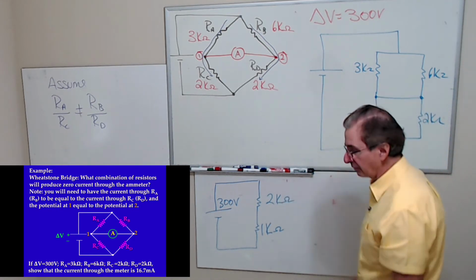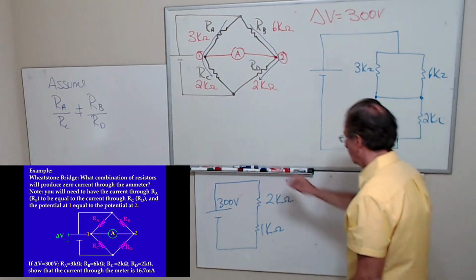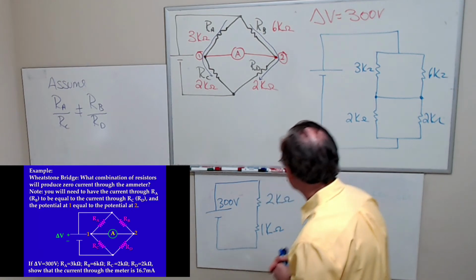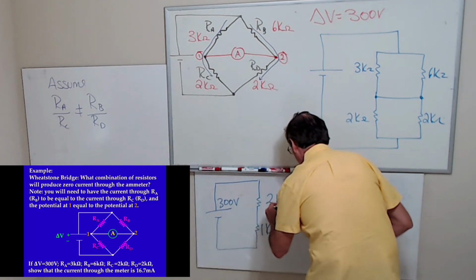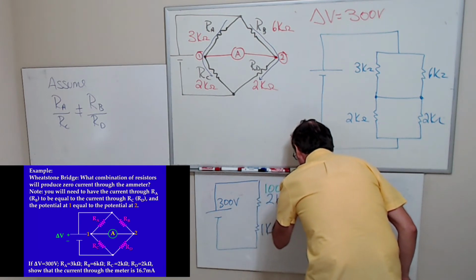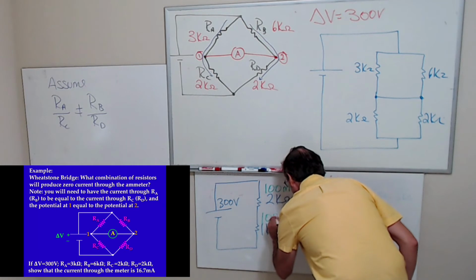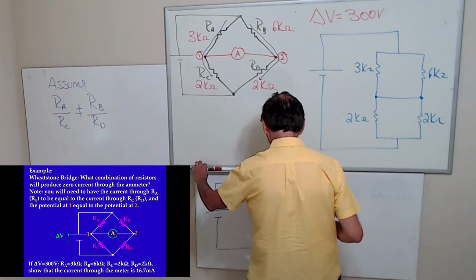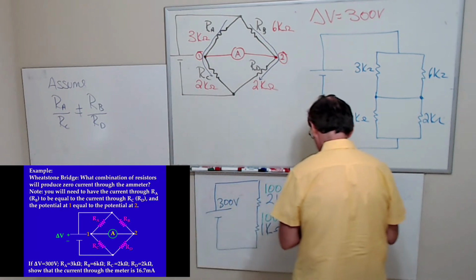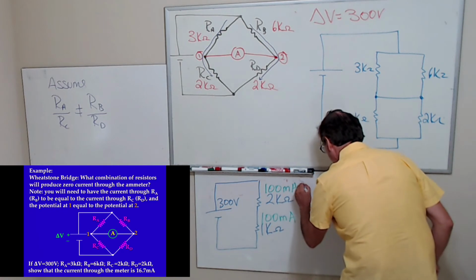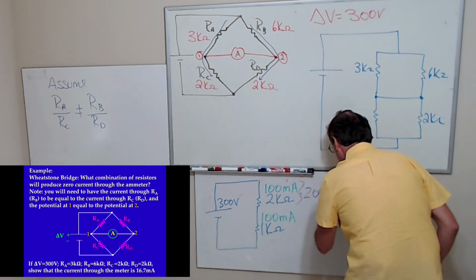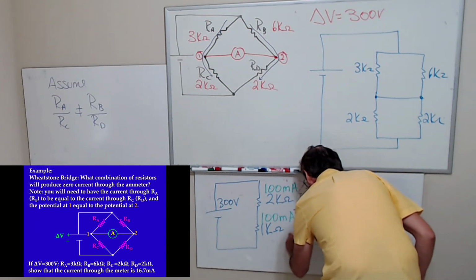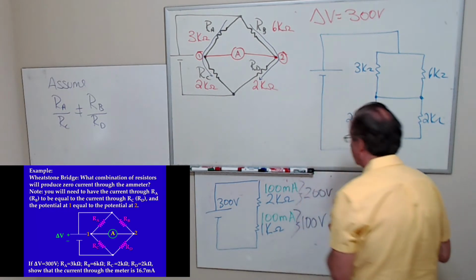What's 300 divided by 3,000? 0.1, so 0.1 amps, 100 milliamps. I'm going to write it in green. Hopefully you can see that. What's the voltage across each resistor? Well, it's going to be 200 volts. 100 volts.